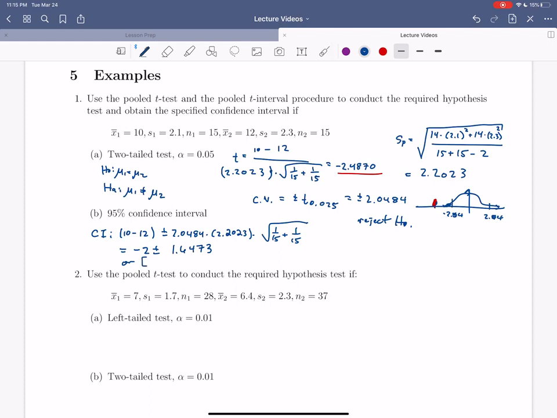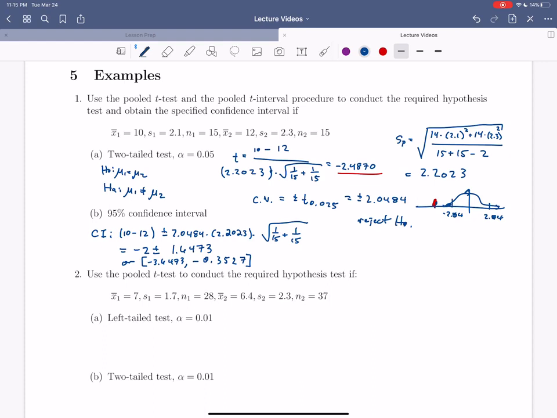Or you can write it as an interval if you like. You can write it as the interval from negative 3.6473 all the way to 0.3527. Okay, assuming that I just did the subtraction correctly there. Okay, and that's all we have to do for the confidence interval. So there's our confidence interval, and we're done.